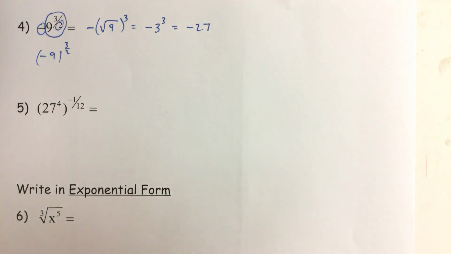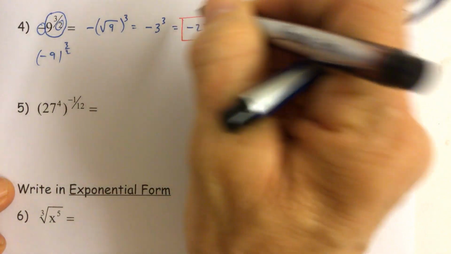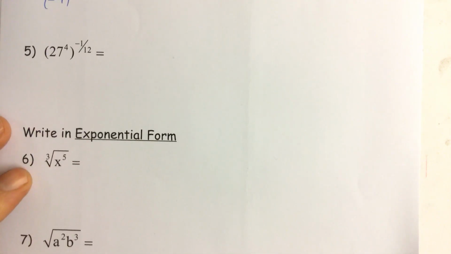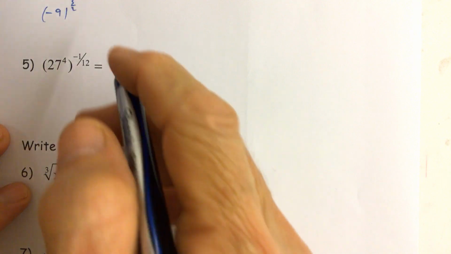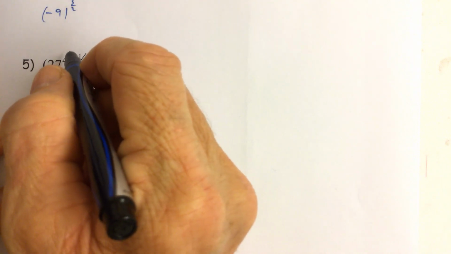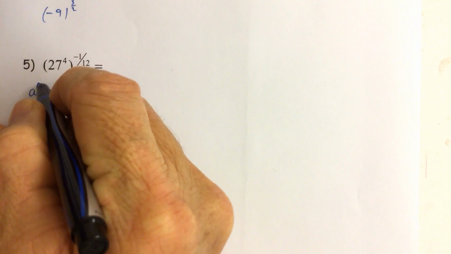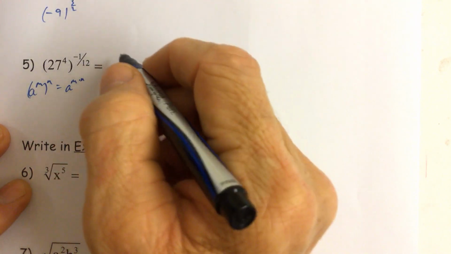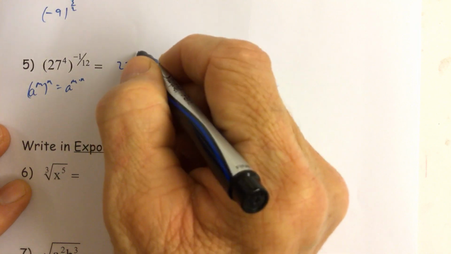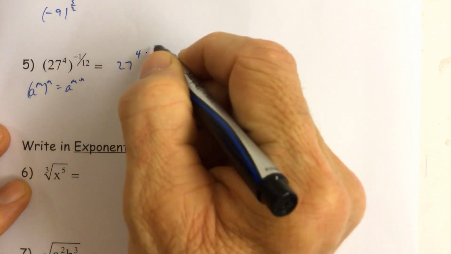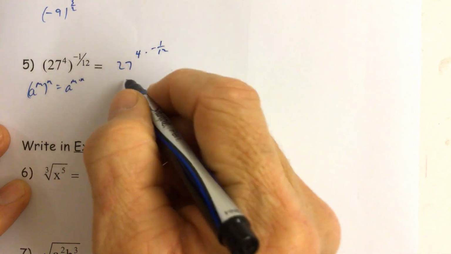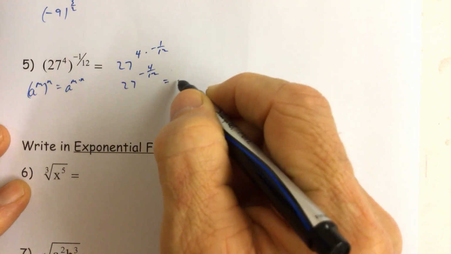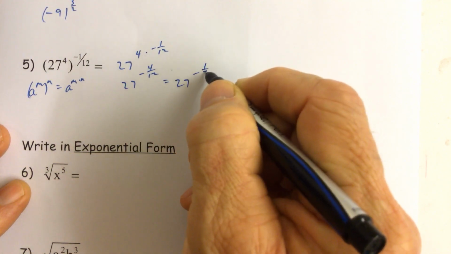And then for the next one, I guess we can get one more in before we go to the next video. 27 to the 4th power raised to the negative 1/12th power. So that could seem a little daunting, but we know that when we have a power to a power, a to the m raised to the nth power, we just multiply the powers. So you've already learned that. And so we're going to write that as 27 to the 4 times negative 1/12. Well, 4 times negative 1/12 is negative 4/12, and negative 4/12 is negative 1/3.